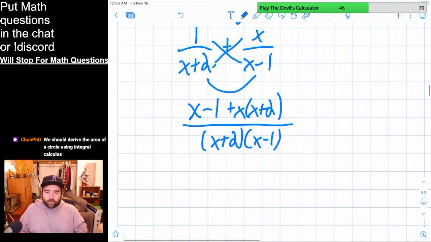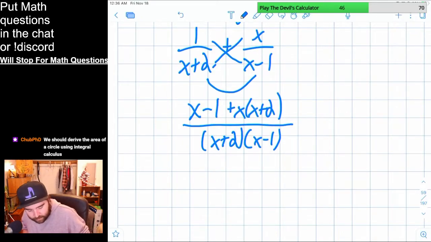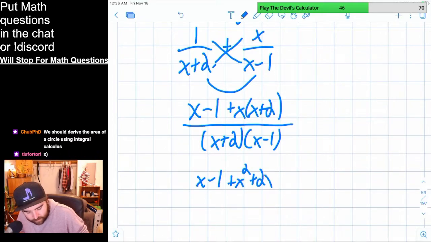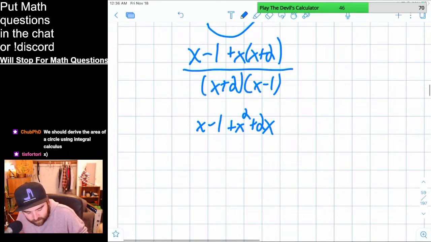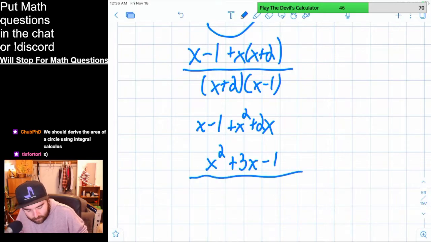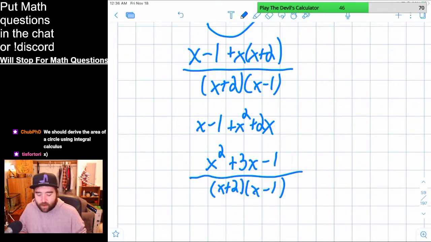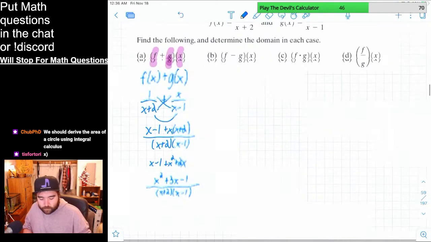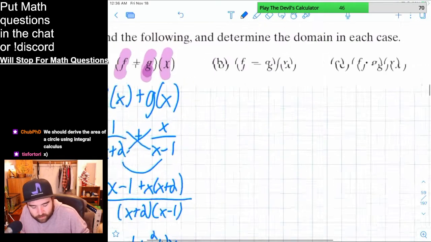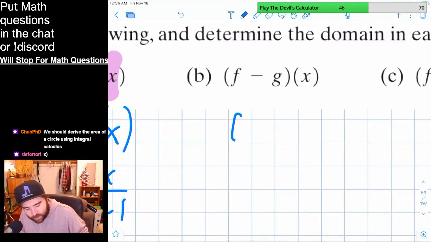Right, and now you just simplify stuff. So we'll distribute the x. So we got x minus 1 plus x squared plus 2x. And then just combine like terms on the top. So x squared plus 3x minus 1. And see, there we can't even factor that on the top, which is what I'm used to when we combine fractions. But there we go.